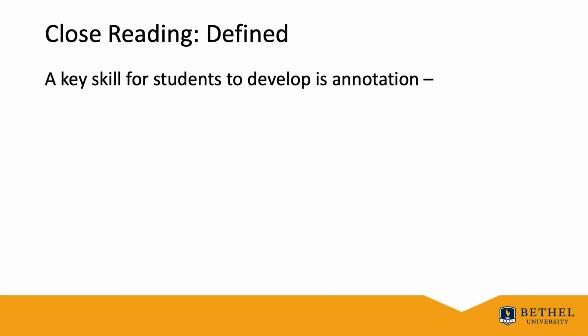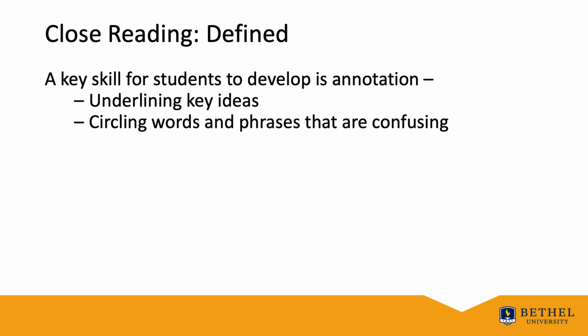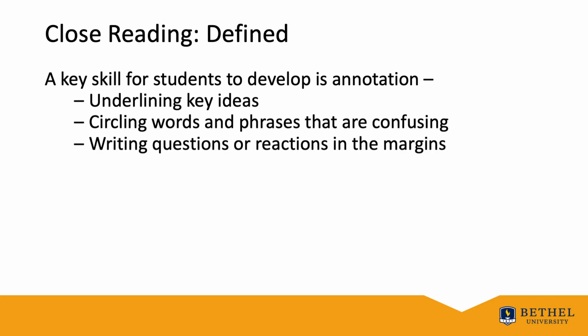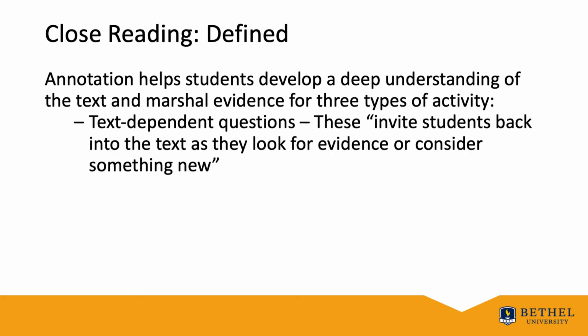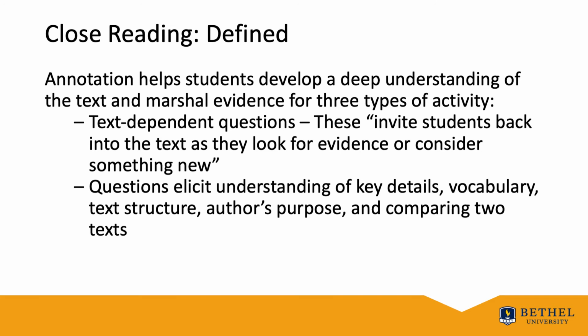One key skill for students to develop is annotation, the underlining of key ideas, circling of words and phrases that are confusing, and writing questions or reactions in the margins. Annotations help students develop a deeper understanding of the text and to really marshal up some evidence for 3 types of activity. 1, text-dependent questions. It invites students back into the text to look for evidence, to consider something new and in a different way. Questions might elicit understanding of key idea and details, text structure, author's purpose, the comparison of 2 texts or vocabulary.